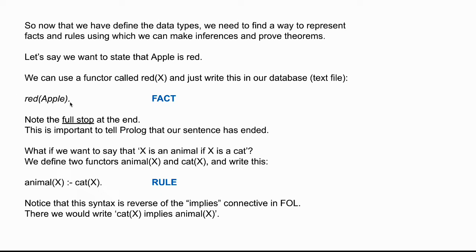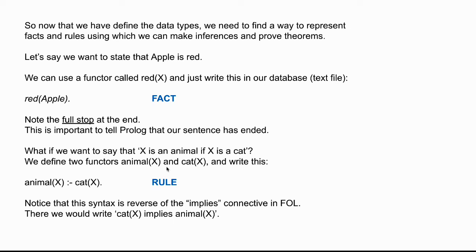Like in C, we often use a semicolon. In Prolog we use a full stop. Okay, if you do not have a full stop, then you will get an error. So red(apple) tells Prolog that apple is red. Okay, and when you write red(x), and if x is apple, then this functor will output true. So this is what is called a fact.